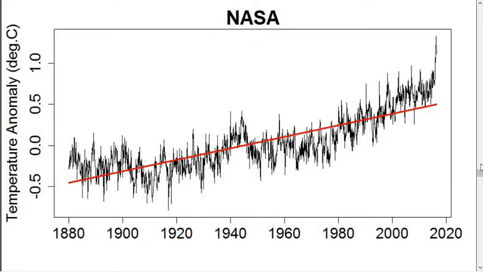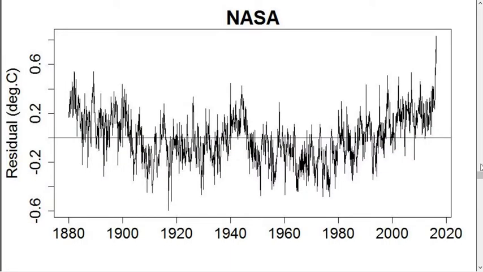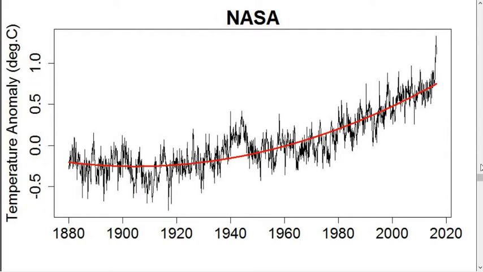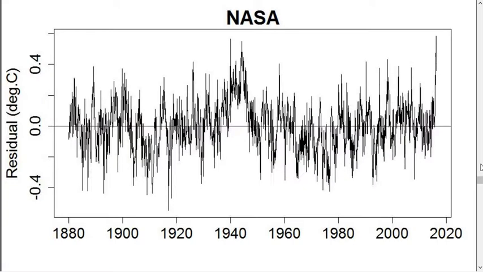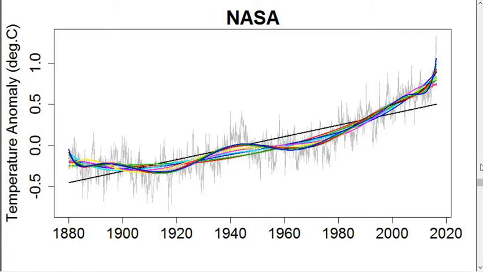I can try higher order polynomials. Here are the residuals, which visually suggest there's more going on than just a straight line. If I fit a quadratic, I get a pretty good fit. There are the residuals from the quadratic. It looks like there might still be more going on. I can try polynomials. Here I tried polynomials from degrees 1 through 12.